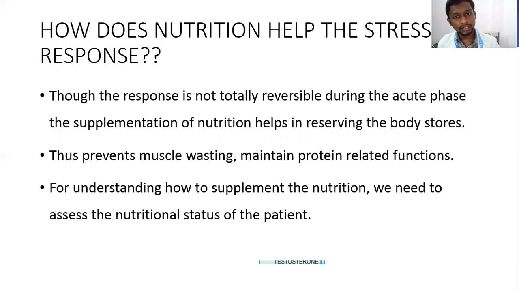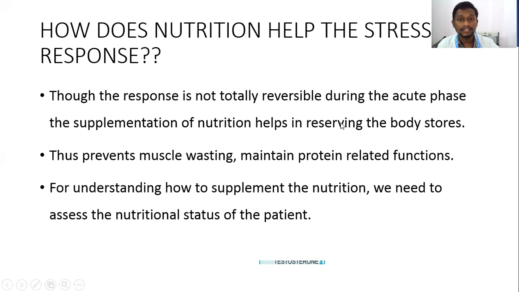Now we all know that glycogen is used up in the first 24 to 48 hours. Imagine if we are giving glycogen or glucose in the first 24 to 48 hours to the patient, the stores can be kept for some time, so there's no breakdown of proteins, and therefore the patient's state can be maintained. Though the response is not totally reversible during the acute phase, supplementation of nutrition helps in preserving the body stores. As previously discussed, in starvation the person would respond to nutrition. But in case of a stressful condition, an injury, a major trauma or a major surgery, they may not respond completely, but at least the body stores can be preserved.